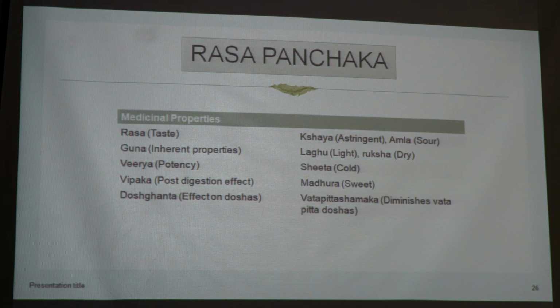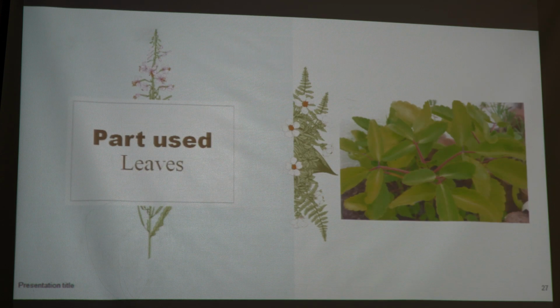Medicinal properties of Pathar Chata. Its rasa is astringent and sour, guna is light and dry, potency is cold, vipaka is madhura, sweet, and it also diminishes vata and other doshas. Its part used is the leaves.